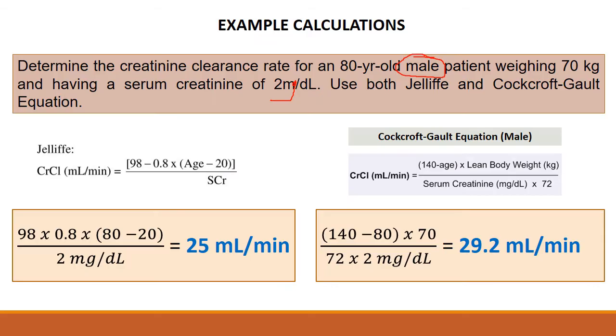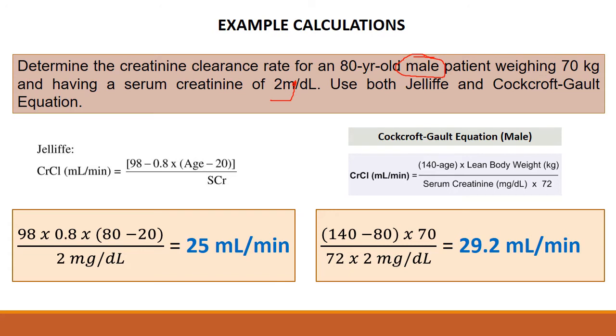So we will go on with the calculations already. We will learn how to calculate this and remember their formulas. Example calculation: determine the creatinine clearance rate for an 80-year-old male patient weighing 70 kilograms and having a serum creatinine of 2 milligrams per deciliter. Use both the Jellyfish and Cockcroft-Gault equations.